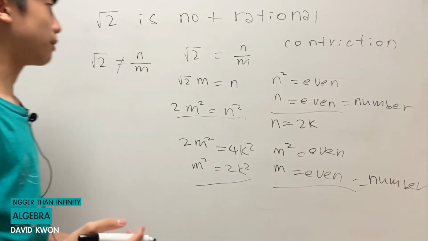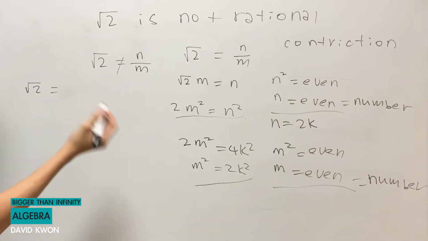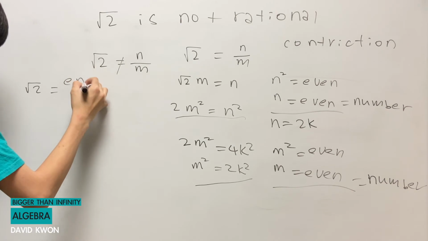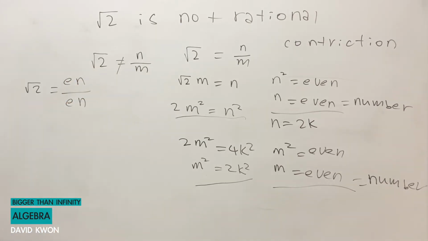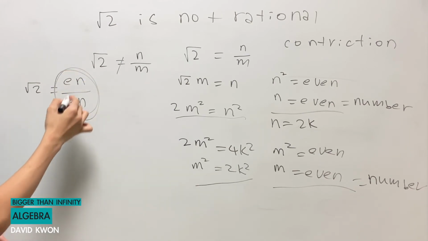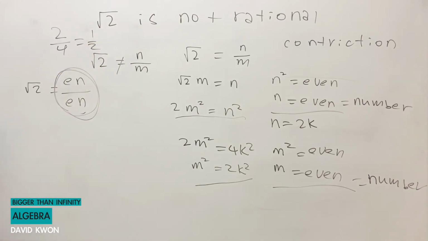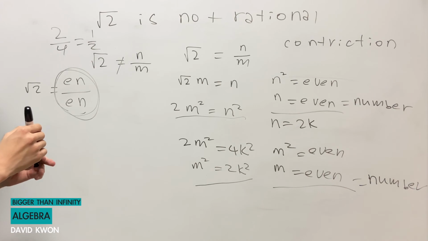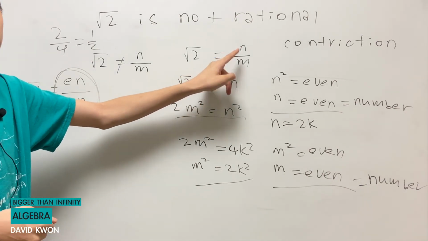An even number. So the square root of 2 is an even number divided by an even number. But we know that you're not supposed to have this, because it shouldn't be canceled off, right? Like this. The square root of 2 cannot be like that. So that's why we caught a flaw when I said the square root of 2 is equal to a number divided by a number.